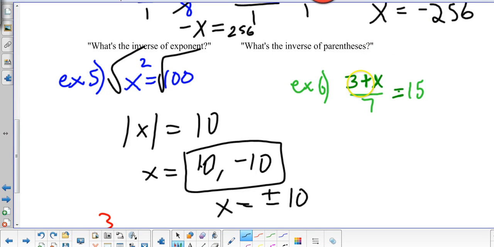What's the inverse of parentheses? Well, it's kind of ungrouping. So we're going to take the 3 plus x divided by 7. Normally, you undo addition and subtraction first, but that 3 plus x is being grouped together. So first we need to undo by multiplying by 7.